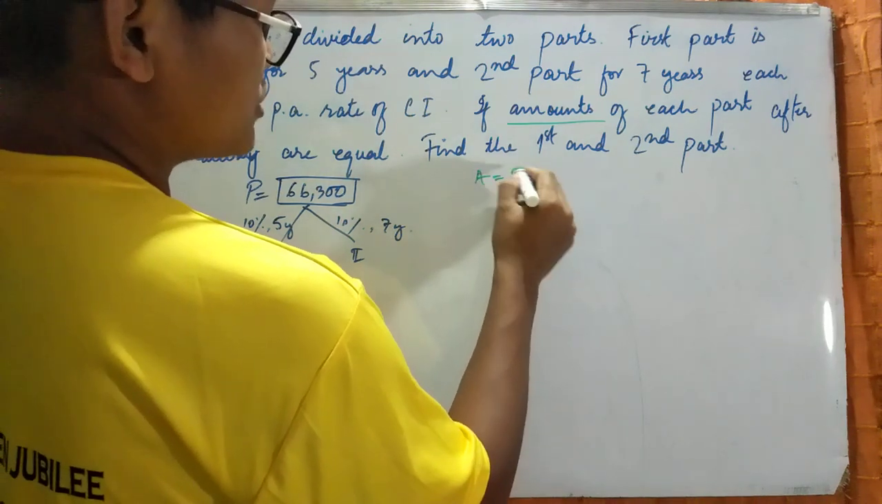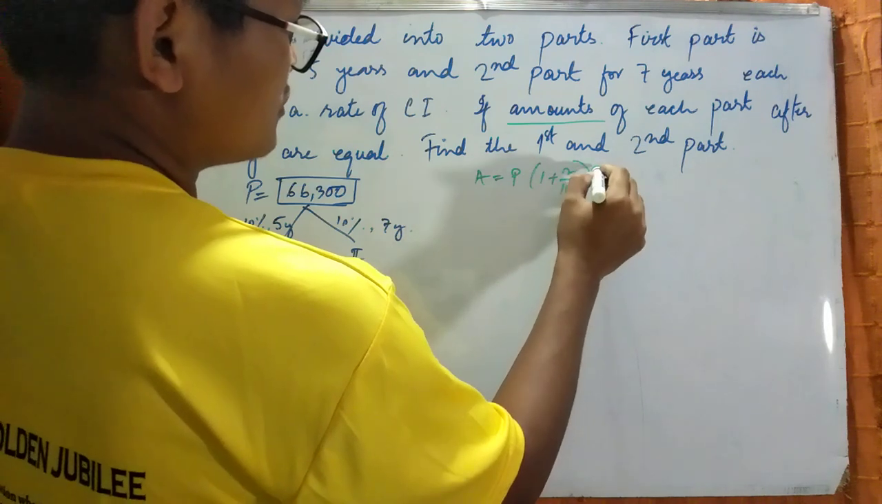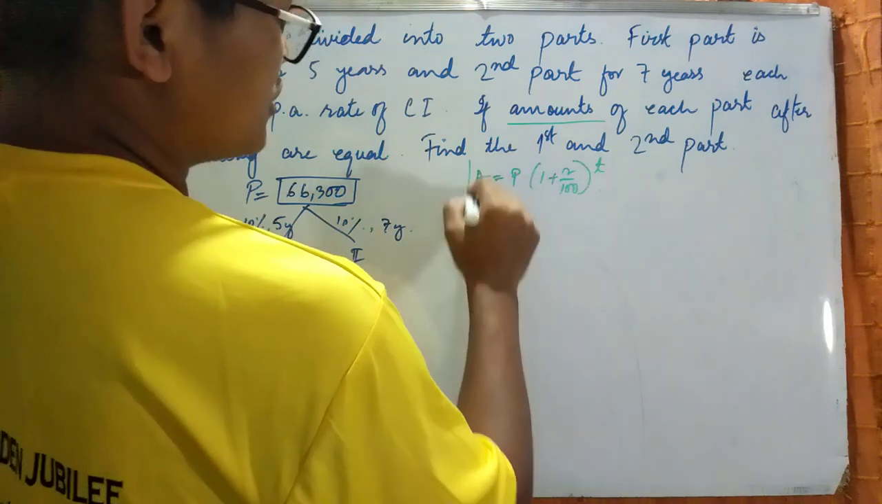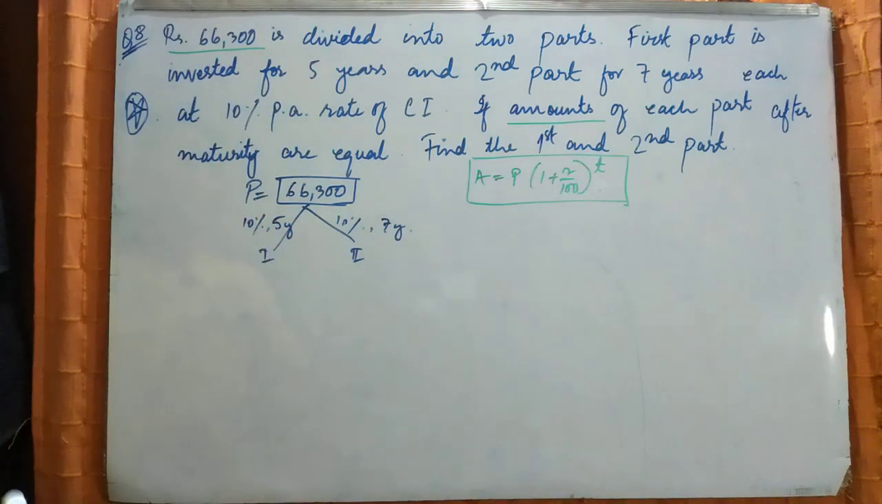Amount equals principal times 1 plus rate by 100, whole to the power t. It's the high school formula.